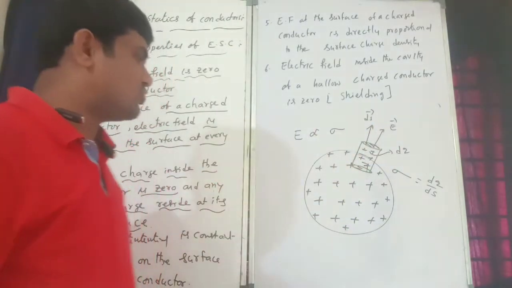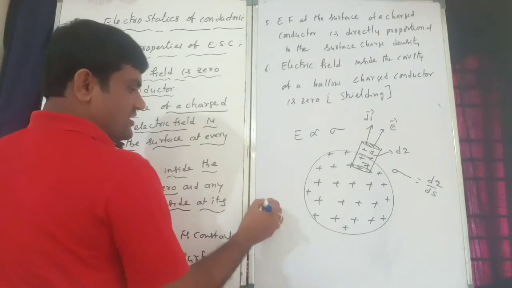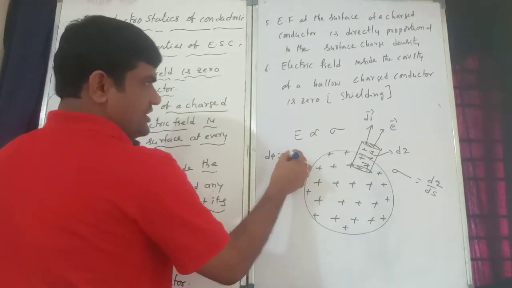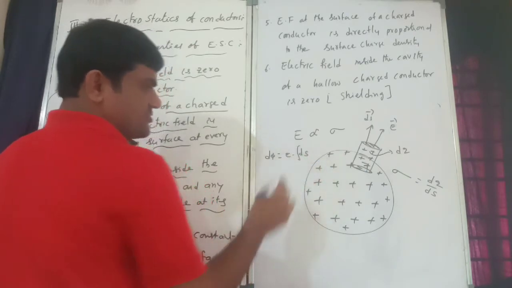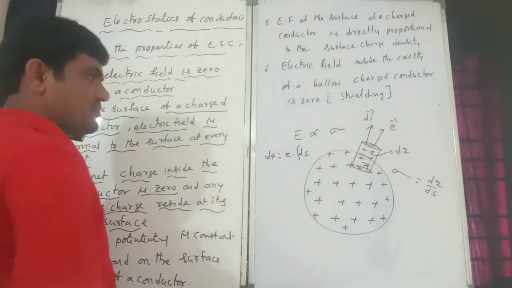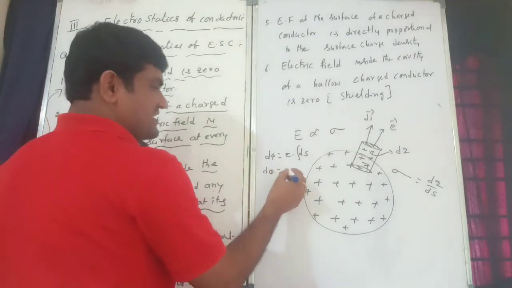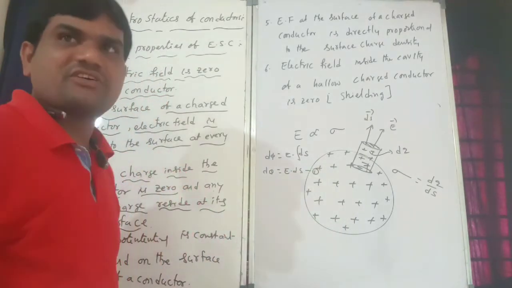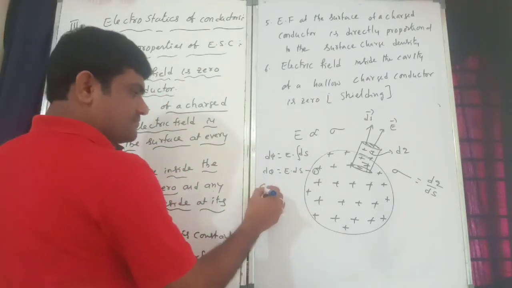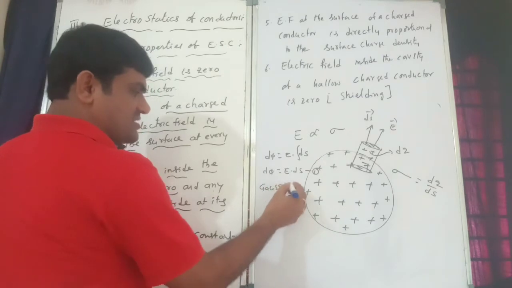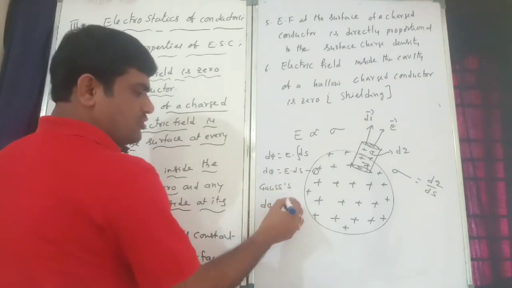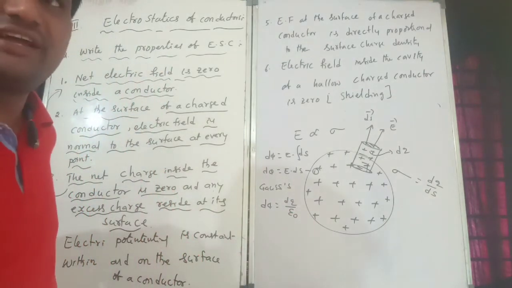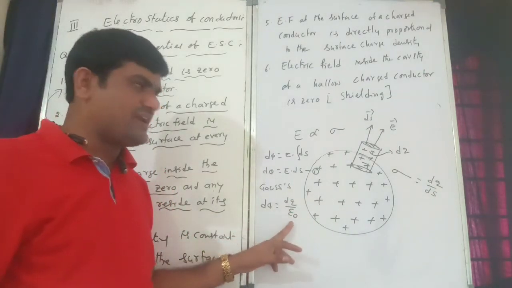Okay. According to what is that flux? What is the flux? d phi is equal to E into ds. So now I will consider that is the E ds only. E into ds. Equation number 1. According to Gauss law, what is Gauss law? d phi is equal to dq by epsilon naught. Correct or not?